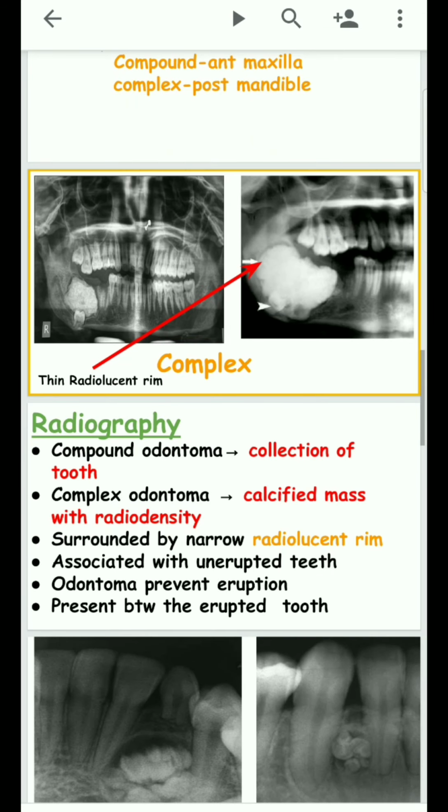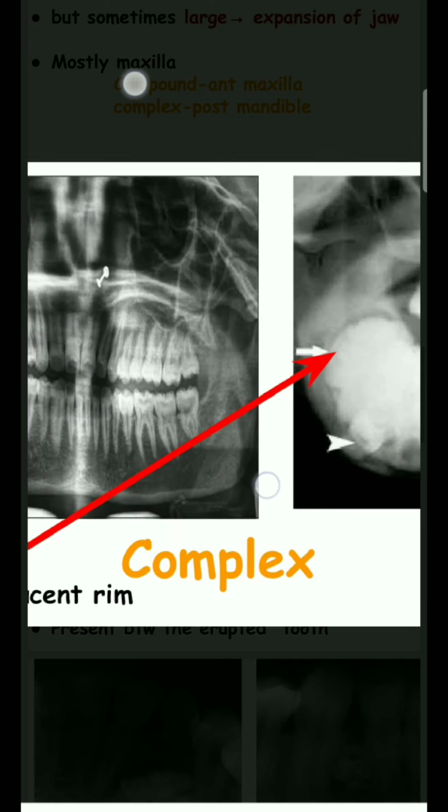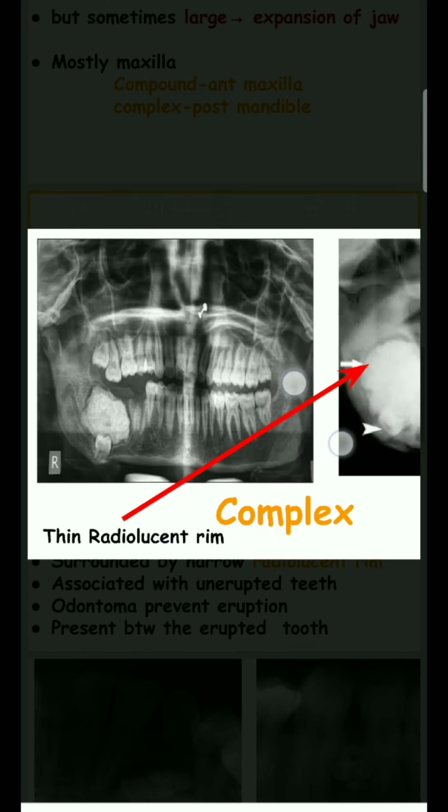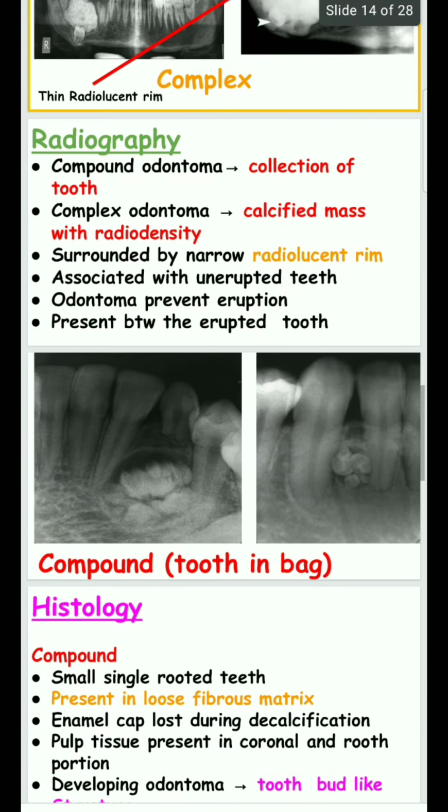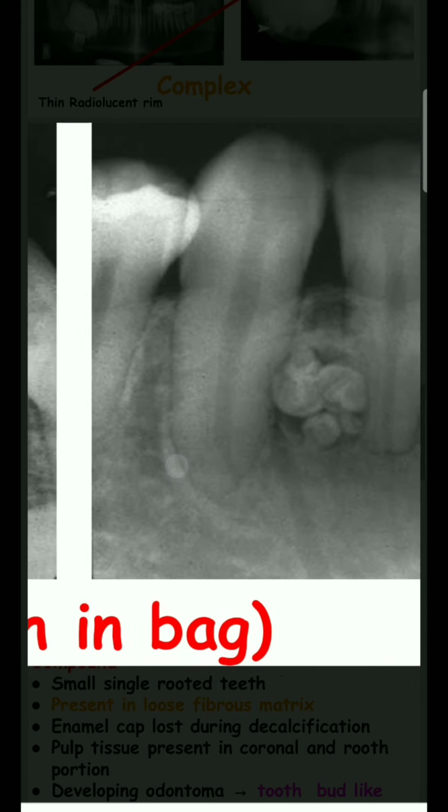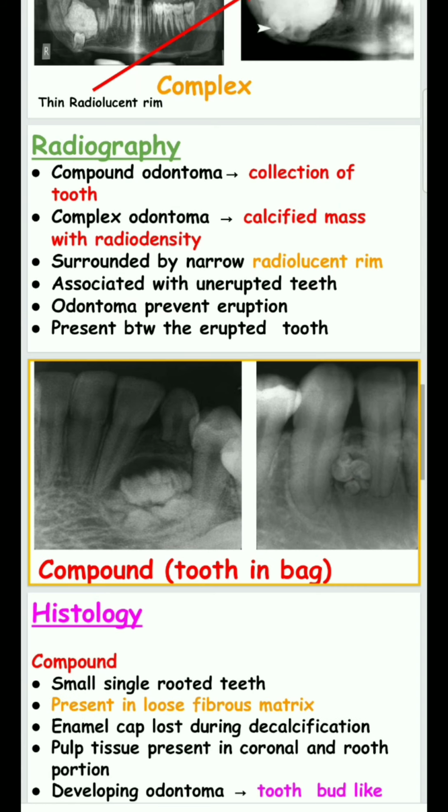It is also associated with unerupted teeth. The odontoma prevents the eruption of the tooth. It may also be present between two roots, between the erupted roots. It looks like this.